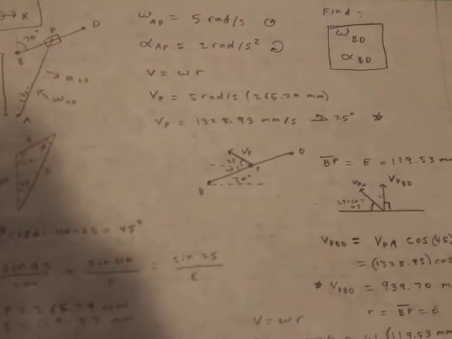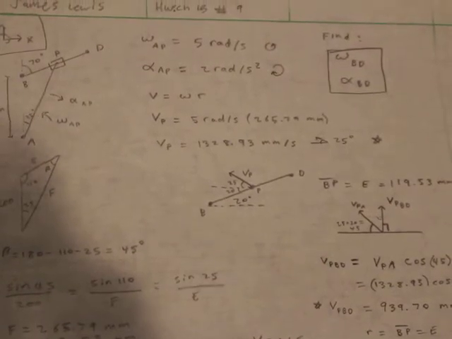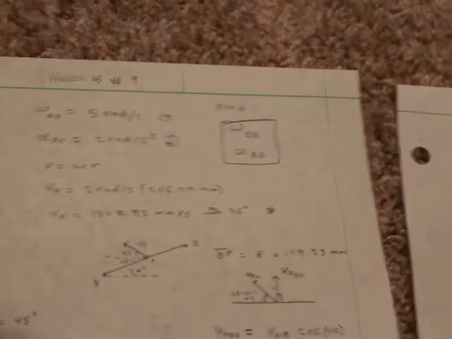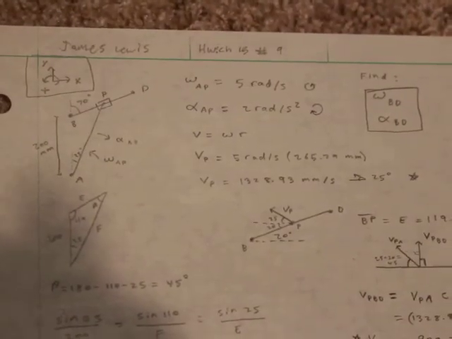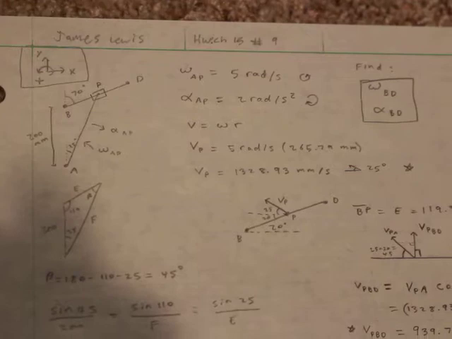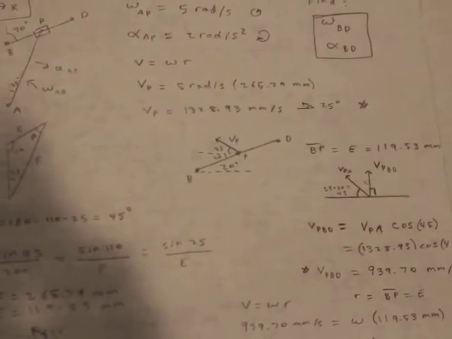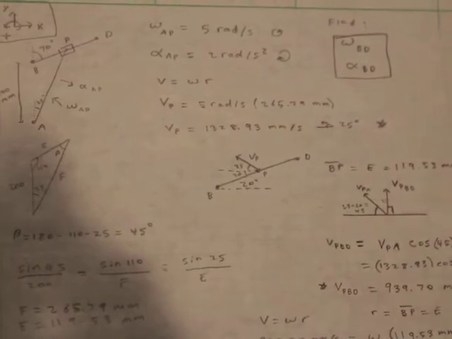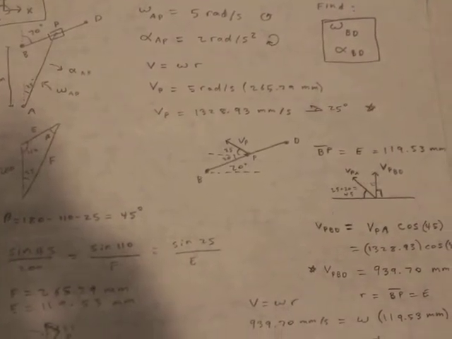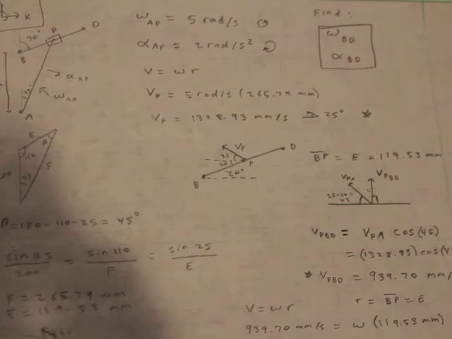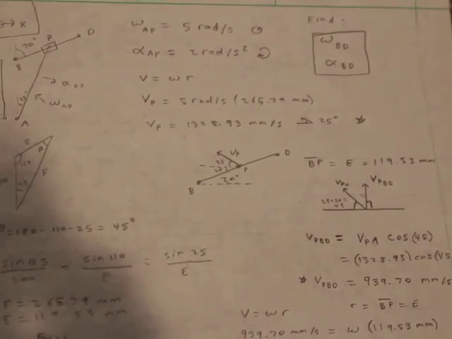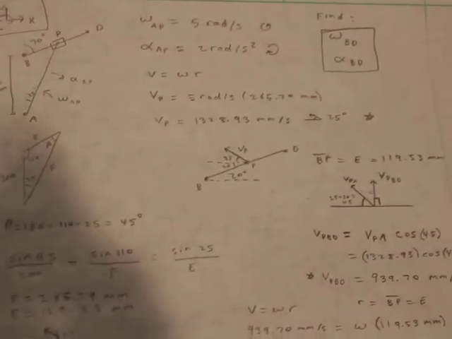By the way, we were trying to find our angular velocity of BD and our angular acceleration of BD as well. So our velocity of P in regards to A is 1328.93 millimeters per second at 25 degrees northwest.